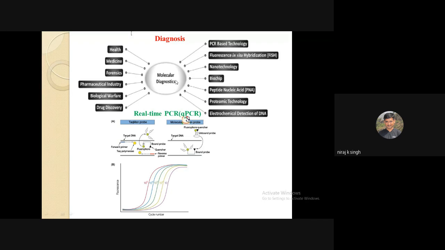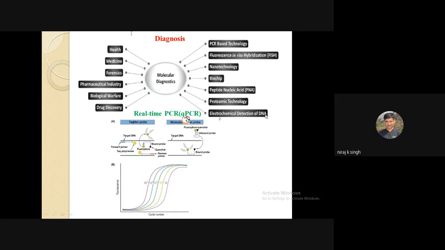The molecular diagnostics are PCR-based diagnosis, fluorescence in situ hybridization-based diagnosis, nanotechnology-based diagnosis, biological chips, PNAs, proteomic technology, and electrochemical detections.